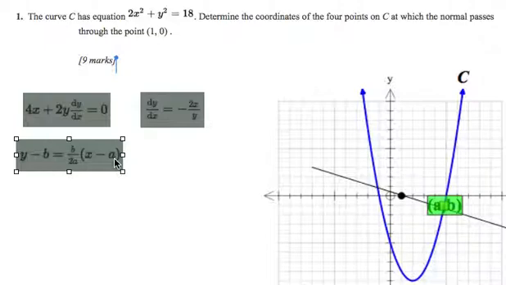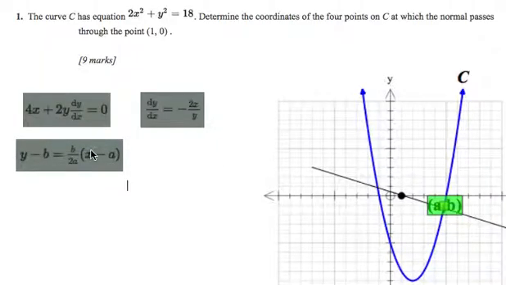Now, at this point, you actually know a second point that it goes through, which is (1, 0). Okay, so you can go ahead and substitute (1, 0) into that function, and once you put in (1, 0), you should be able to get to a certain point where you can solve for a and b.